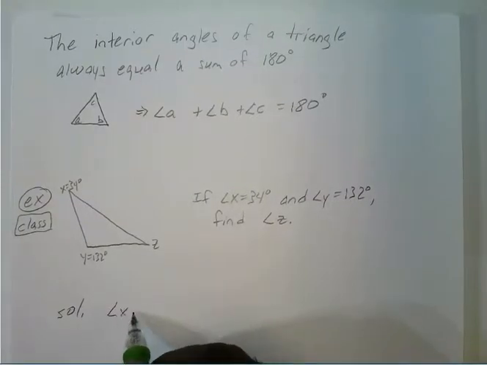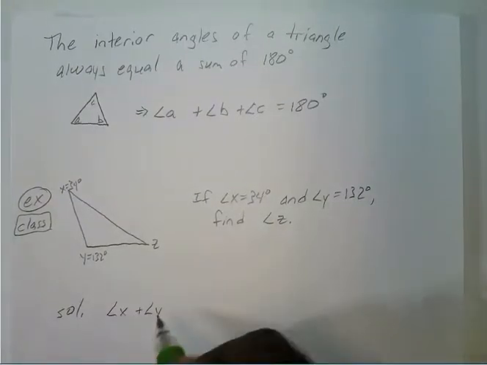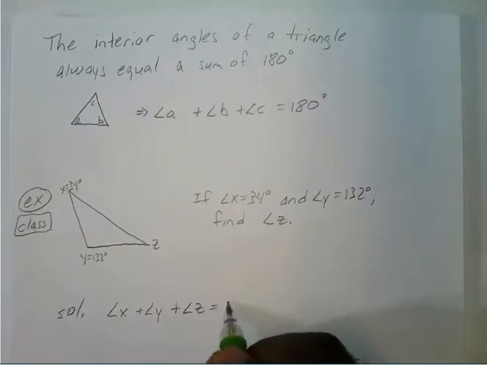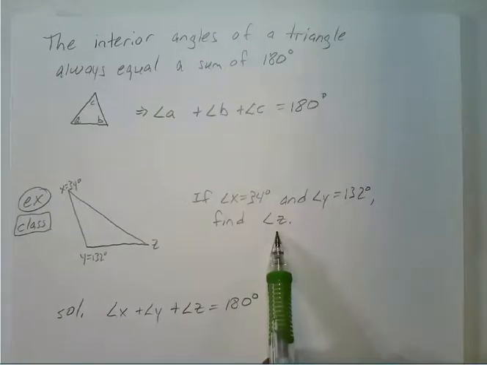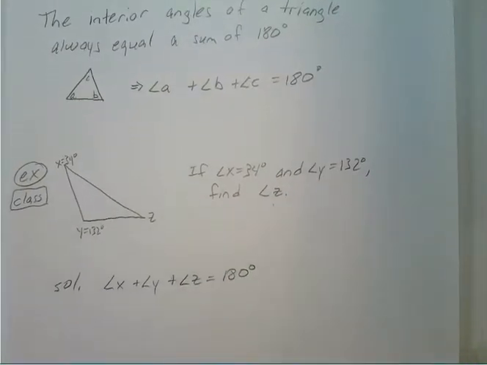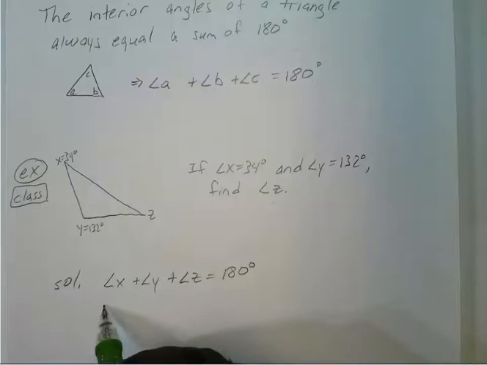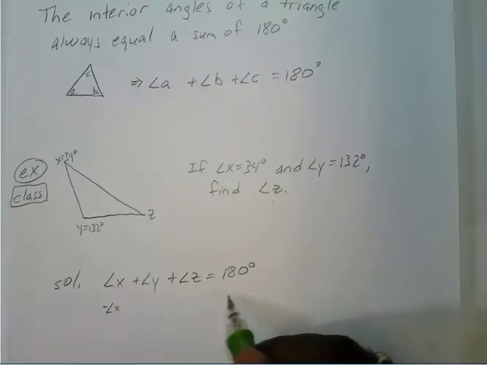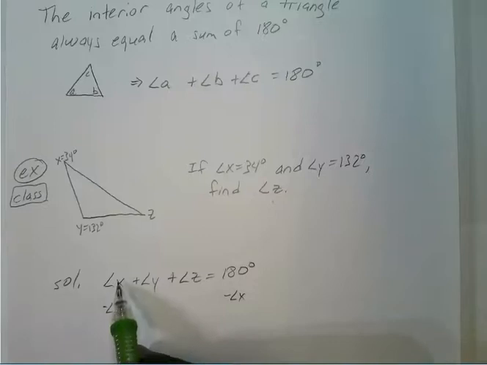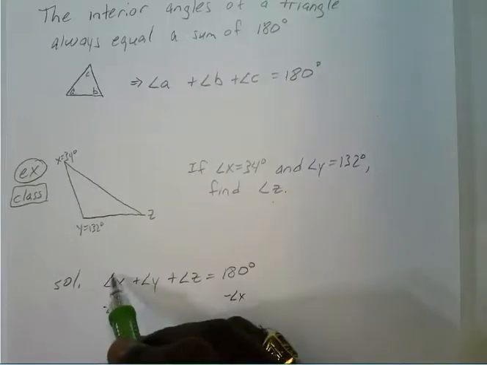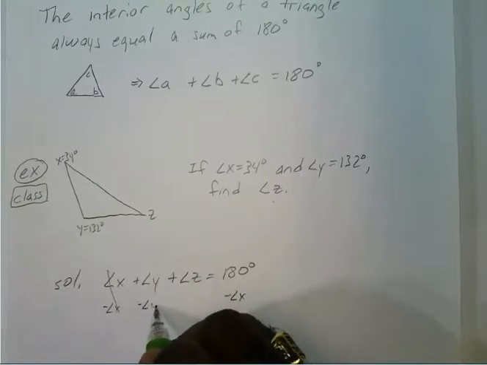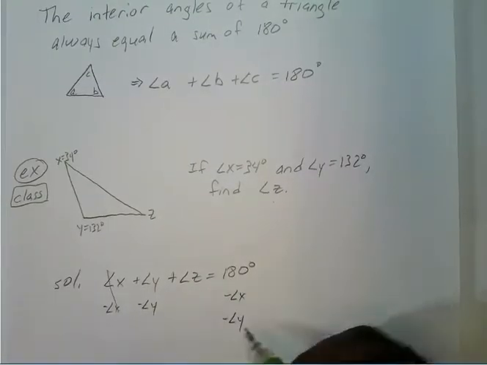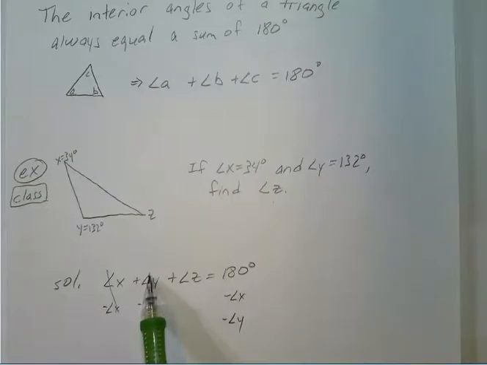Okay, so we know that angle X plus angle Y plus angle Z equals 180 degrees. Okay, so we're solving for angle Z, so we want to get angle Z by itself. So what we're going to do is we're going to subtract angle X from both sides. Angle X, whatever it is, minus angle X is going to be 0, so those two will cancel out. And we're going to subtract angle Y from both sides.